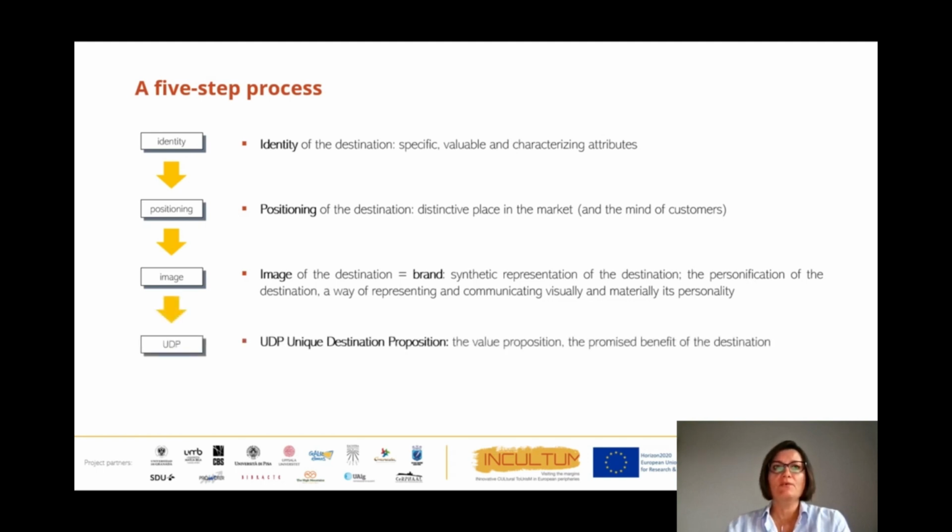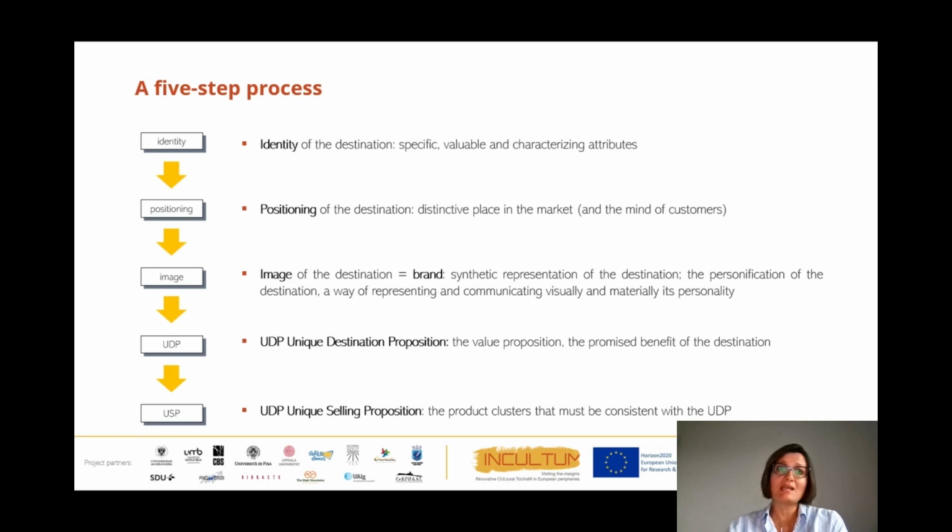The fourth step offers a moment of synthesis of this narrative, declaring the value proposition of the destination through its main attribute. While the fifth and last step proposes the various experiences that, in line with the previous step, the visitor can have in our destination. It's the case of the USPs, or differently said, product clusters. The next slides help us to fully understand each of these steps. So let's start with place identity.